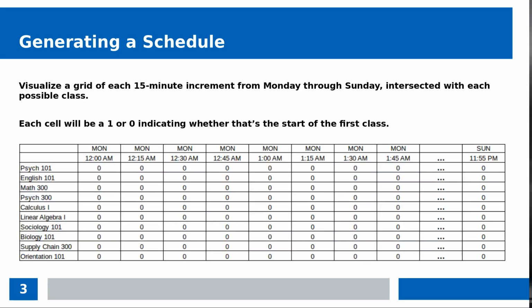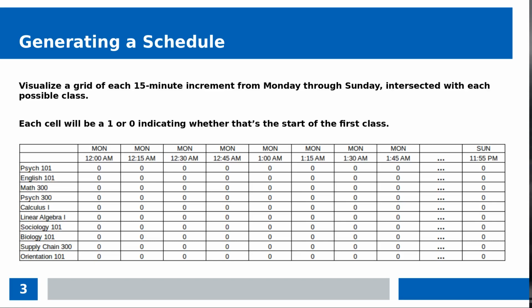All right, so one of the very first things you will want to do is visualize these possible start times of each class as a grid. And on the horizontal axis, you're going to have every single time throughout the planning week. So you can see it starts at Monday at 12 a.m. and then it ends at Sunday, 11:55 p.m. And this column with the dots right here is just a placeholder showing that we've collapsed the rest of the week because we don't have enough space to show every single 15-minute interval throughout the week.